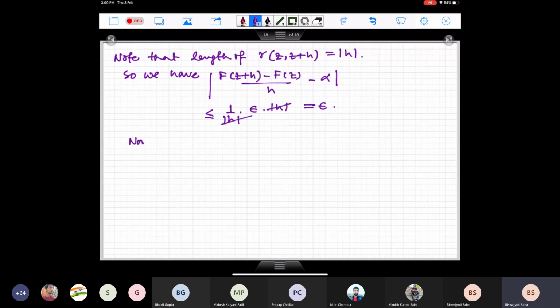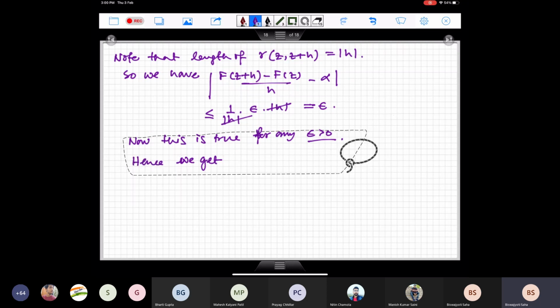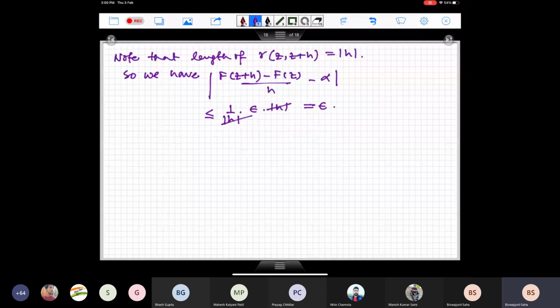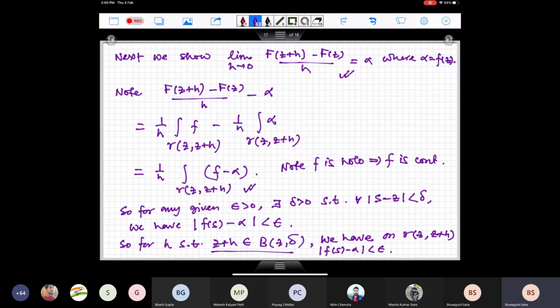Now this is true for any epsilon positive, but your h is tending to 0. So let me just not write this. I have shown that whenever you take your h in such a way that z+h is in this ball B(z, δ), you are getting that this quantity is less than or equal to epsilon.